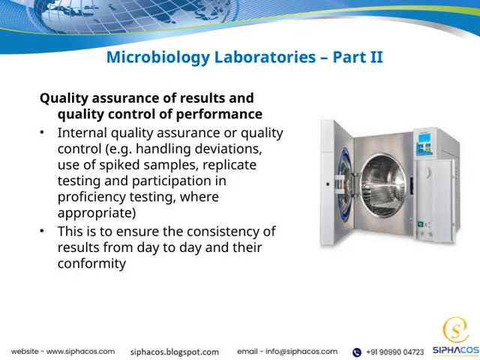Let's talk about quality assurance of results and quality control of performance. Ensuring the accuracy and reliability of our laboratory results is crucial. This involves internal quality assurance or quality control measures, such as handling deviations effectively, using spiked samples to check our methods, performing replicate testing to verify consistency, and participating in proficiency testing when appropriate. These steps help us maintain the quality of our work.